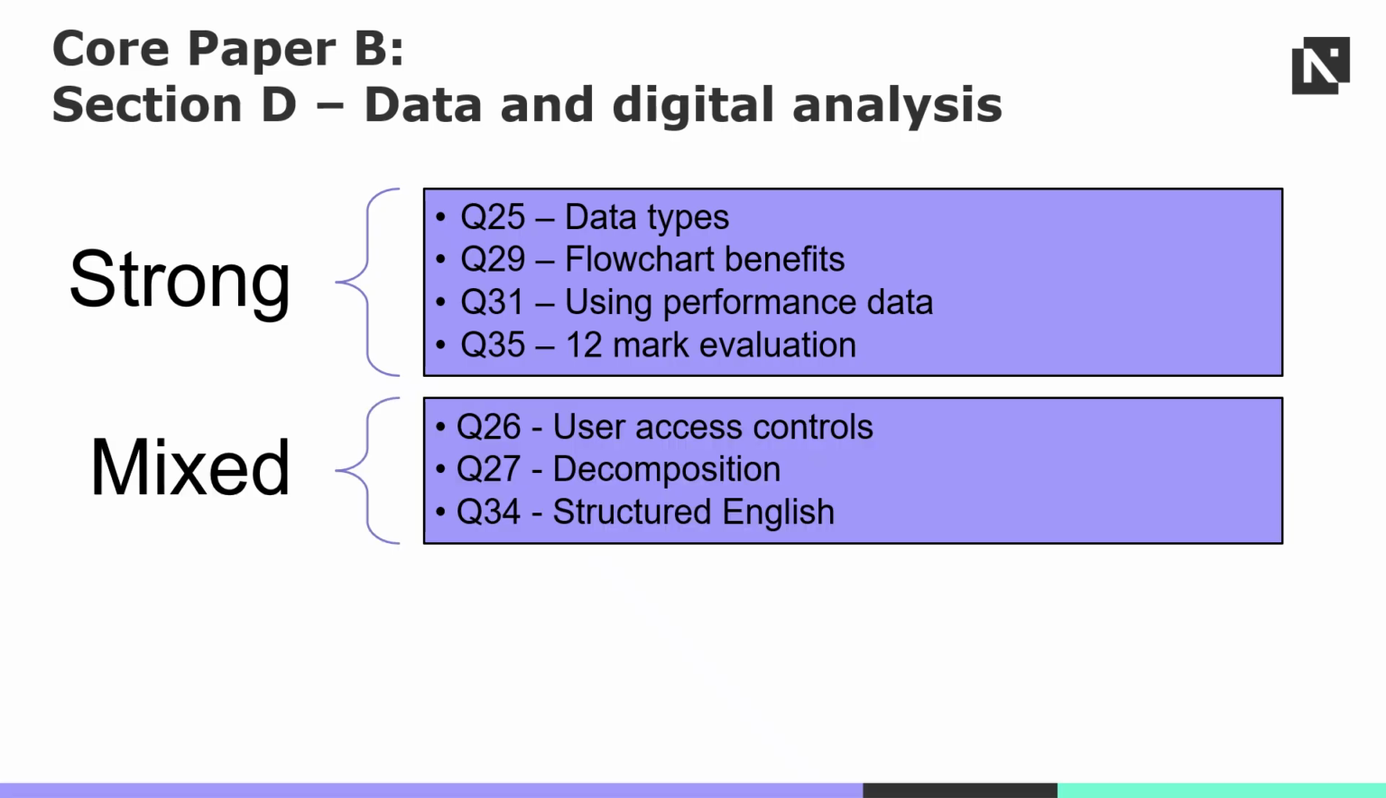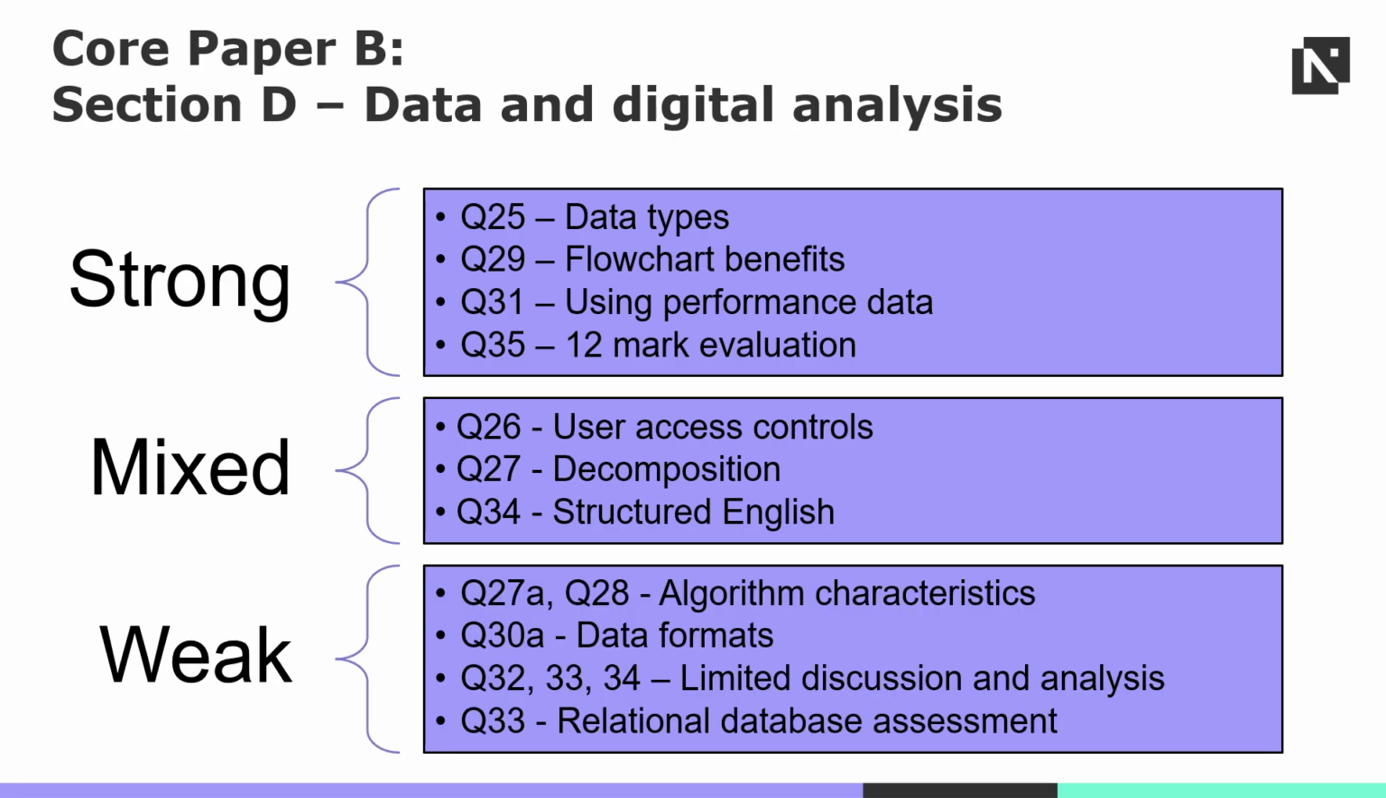Then in terms of mixed outcomes, on question 26, user access controls, this demonstrated variable knowledge. And on question 27, around decomposition, this also demonstrated a partial understanding. And then on question 34, the structured English contained limited discussion points. And the weaker areas here were question 27A around algorithm knowledge, applications of algorithms in question 28, and question 38 data formats. Here many students lacked domain knowledge or misread the specification language. For example, confusing data types with data formats.